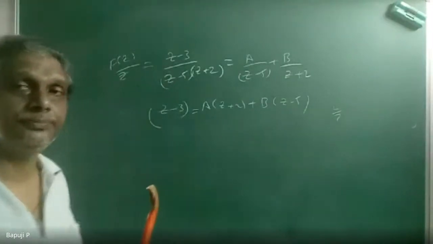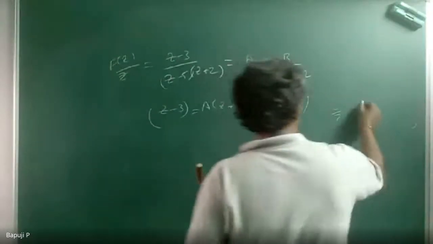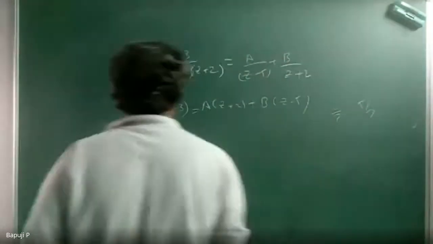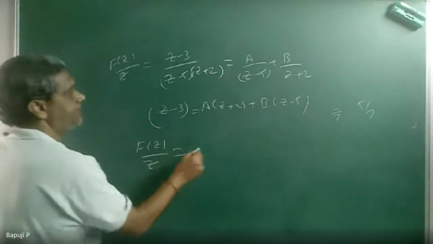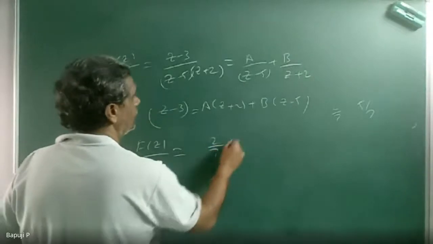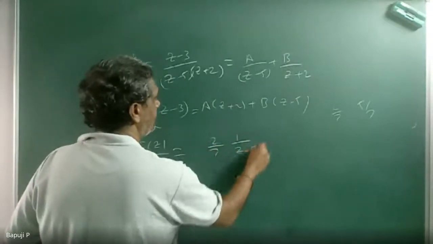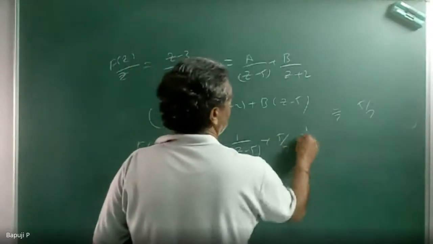B value? 5 by 7. Correct? I'm trusting and writing this, you can check. So, f(z) by z is equal to, how can I write actually? 2 by 7, 1 by z minus 5. Then, plus 5 by 7, 1 by z plus 2.